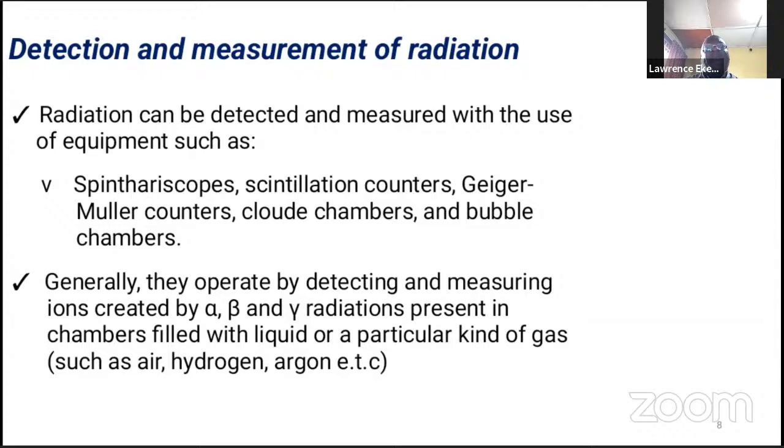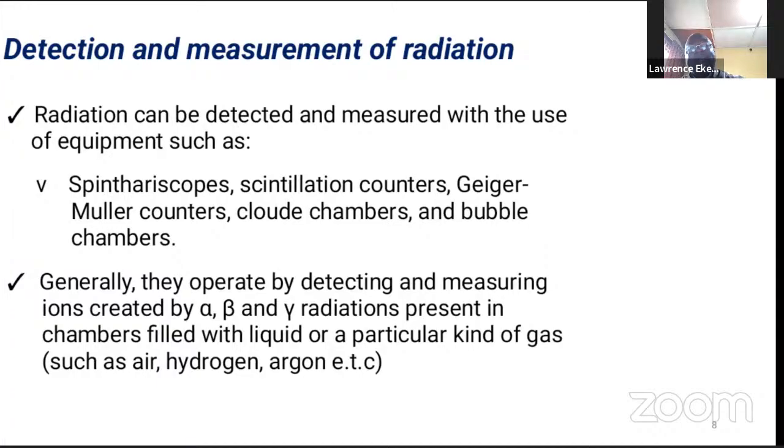radiations, alpha rays, beta rays, gamma rays can be detected or measured using some equipment in the laboratory. This equipment includes the Geiger-Muller counter, the scintillation counters, the diffusion cloud chambers, the bubble chambers, and the electroscope, or the spectroscopes. So these are the instruments that you can use to detect these alpha, gamma, and beta rays.